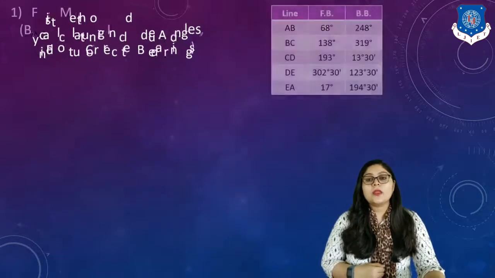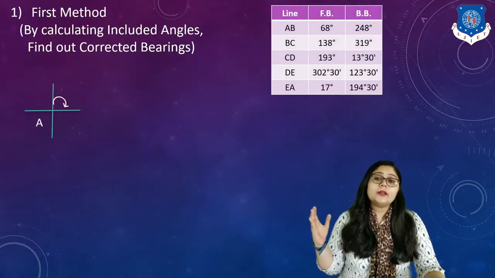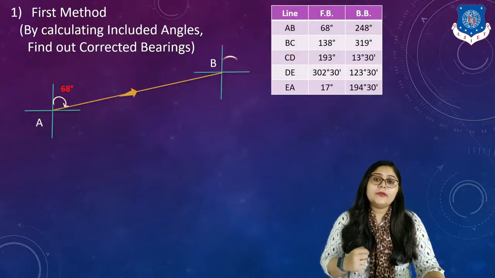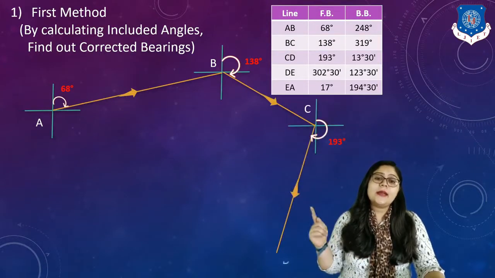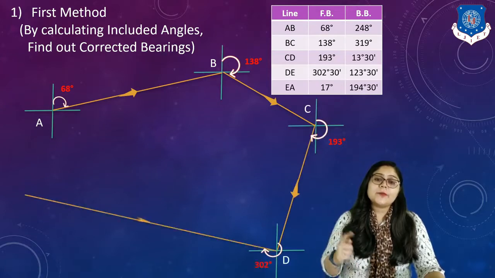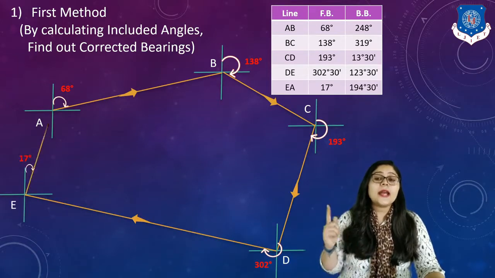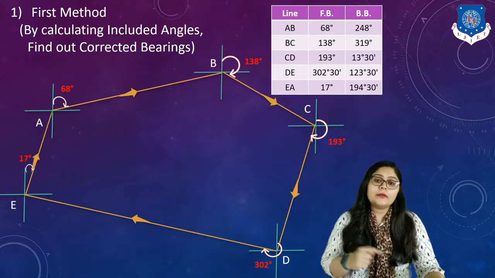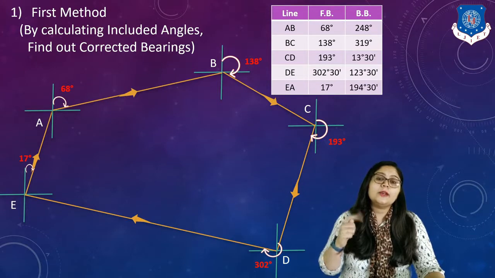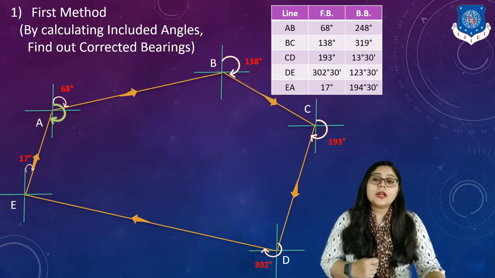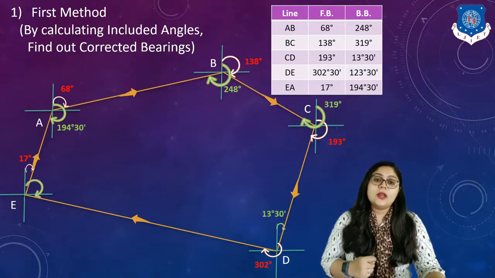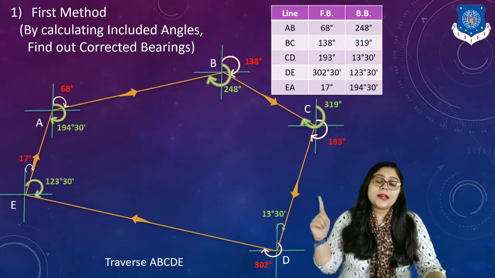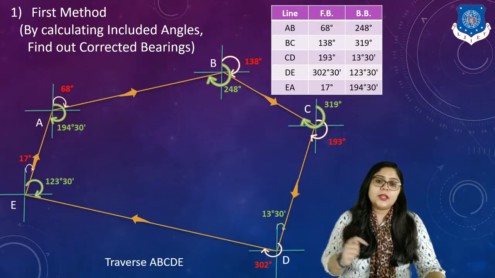Now, if we calculate this sum using the first method, which says by calculating the included angle, you can see I am trying to plot the traverse as per the given data, right? Here I have put all the 4 bearing values first according to the given table, right? Then I am trying to plot the back bearing of all those stations so that you can see that traverse ABCDE is now drawn.